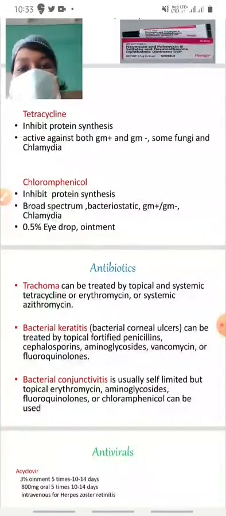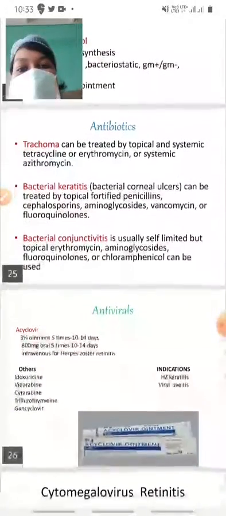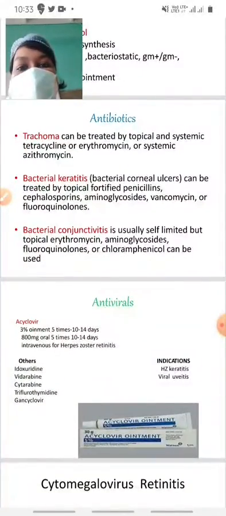So tetracycline is active against some fungi, chlamydia, and both gram negative and gram positive bacteria. Chloramphenicol is actually bacteriostatic, meaning it doesn't totally kill the bacteria, just stunts the growth of the bacteria. It has got a similar spectrum of action. And now these are the various diseases that can be treated by antibiotics.